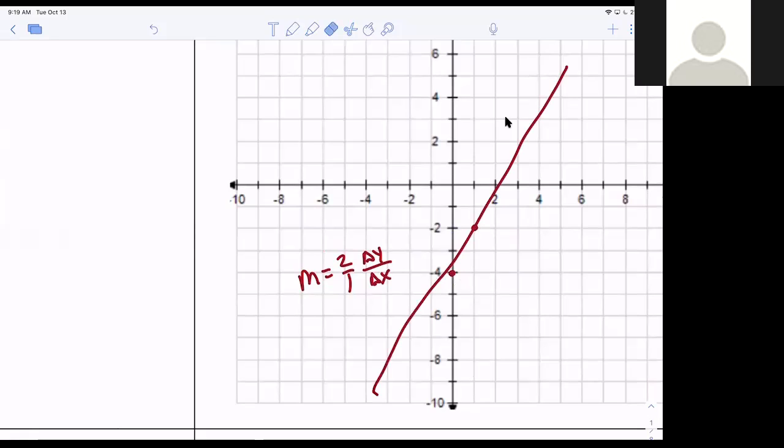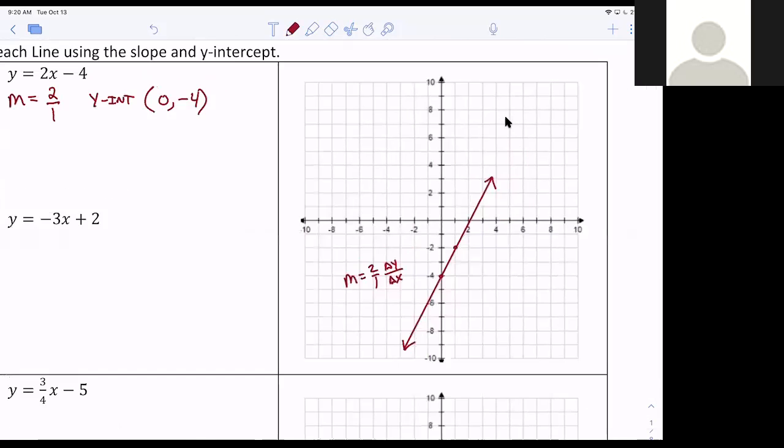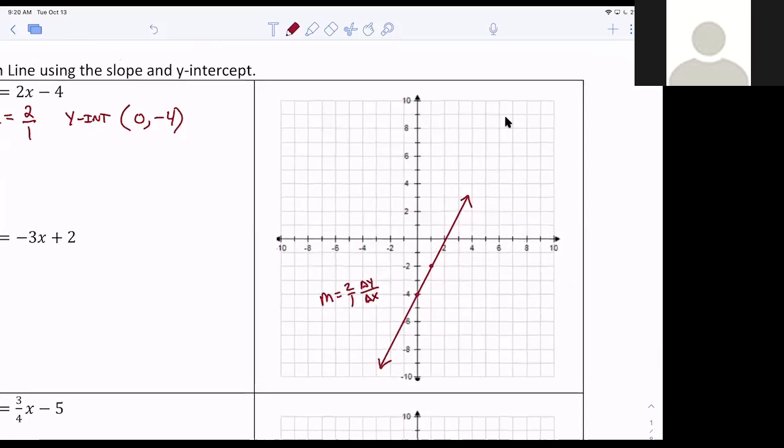Except that's not a good one. Oh, come on. One more time. There it is. Yes, I want you to graph that line, just like that.